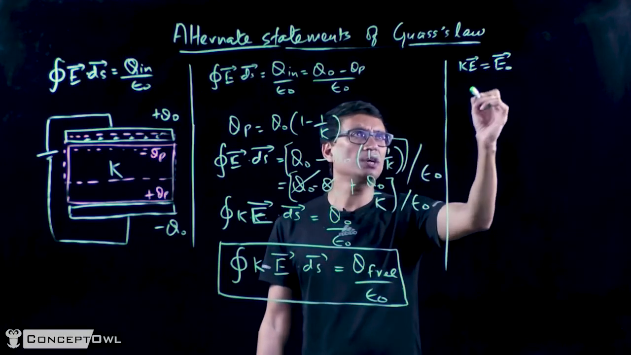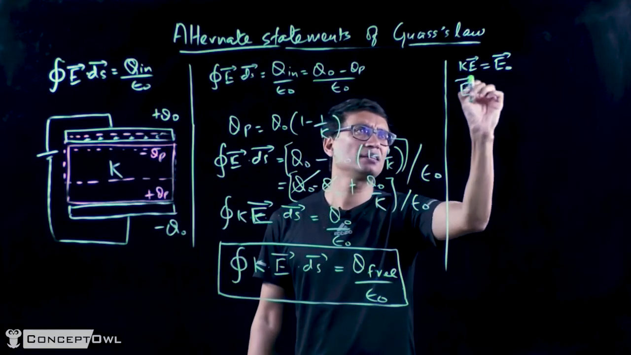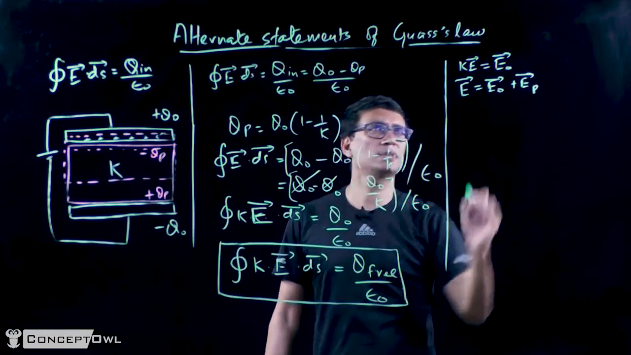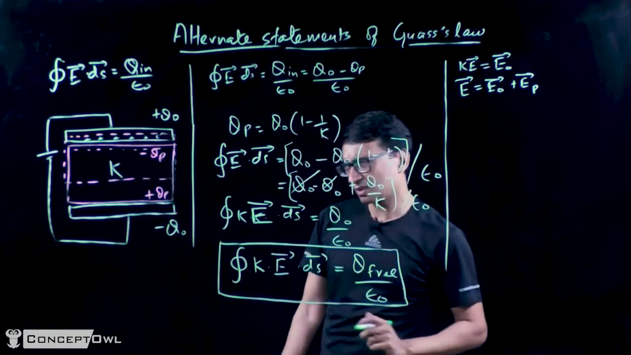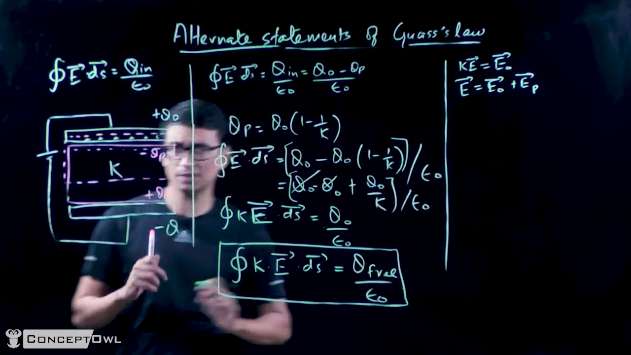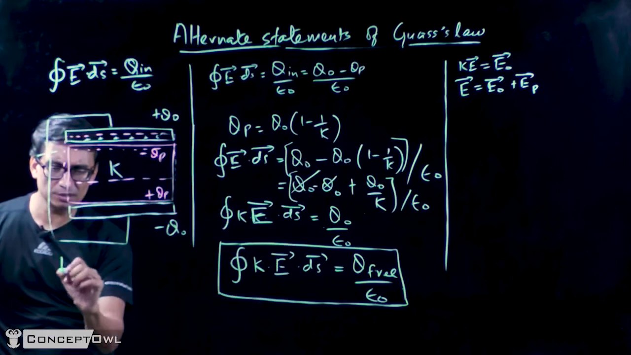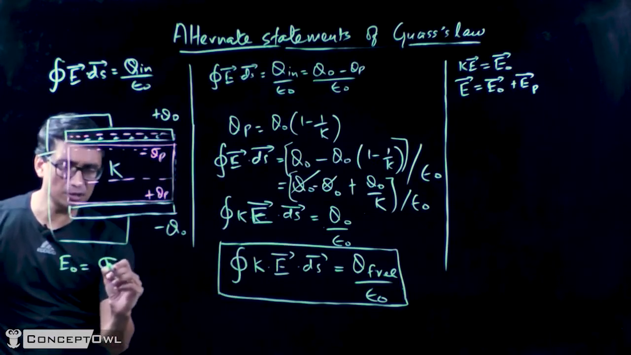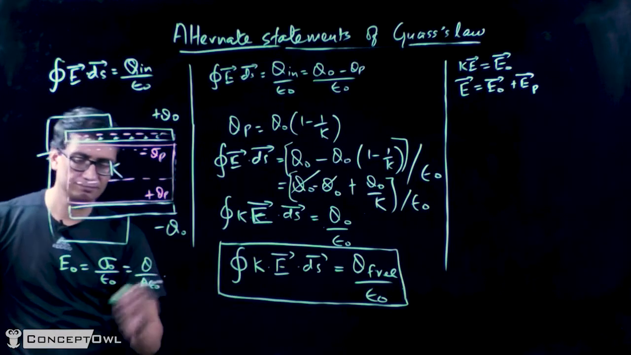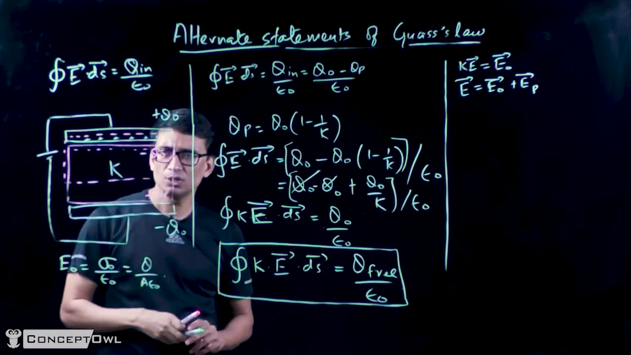Now what is the total electric field inside here? This E is equal to E naught plus the electric field due to the polarization, EP. This is the total electric field. Now how do you find EP? Just look at this capacitor. Here E naught would be nothing but sigma naught upon epsilon naught, where sigma naught is nothing but Q naught upon A, so E naught is Q naught upon A epsilon naught. And what is my EP going to be? Now look at this.